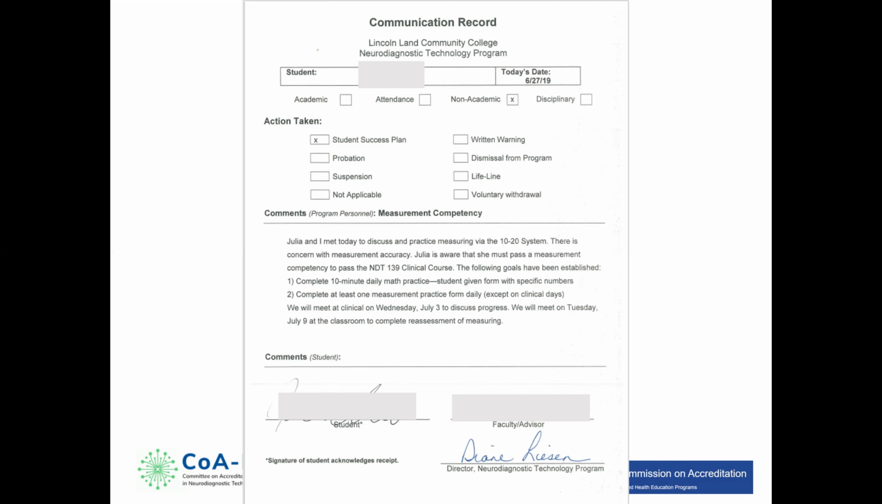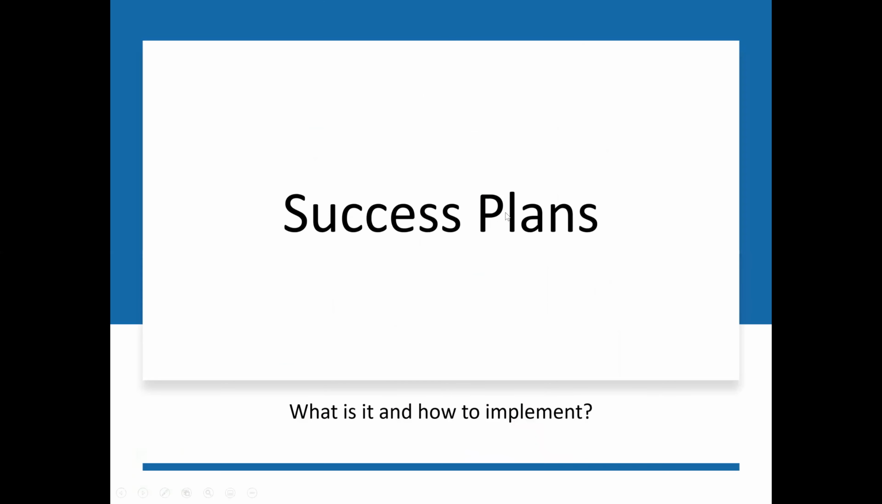Next slide. So Diane, do you fill these out for every type of communication that you do with the student, every time you have a conversation with them? Yes, if it has anything to do with any of those categories.